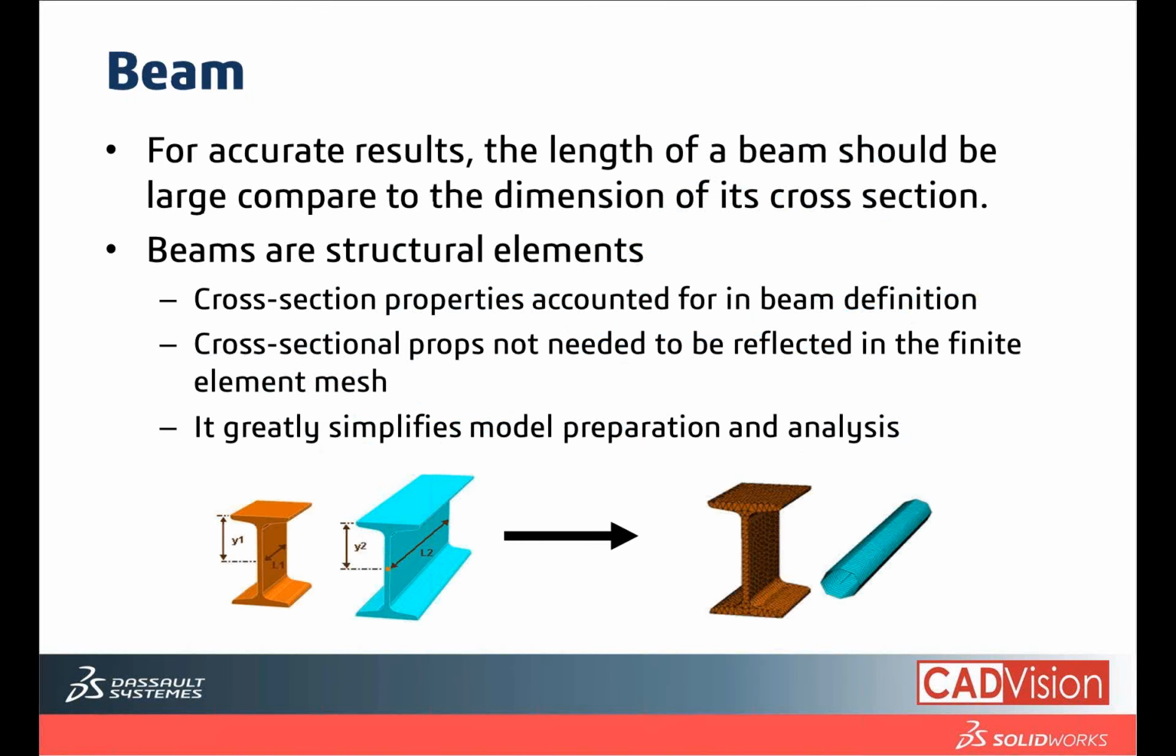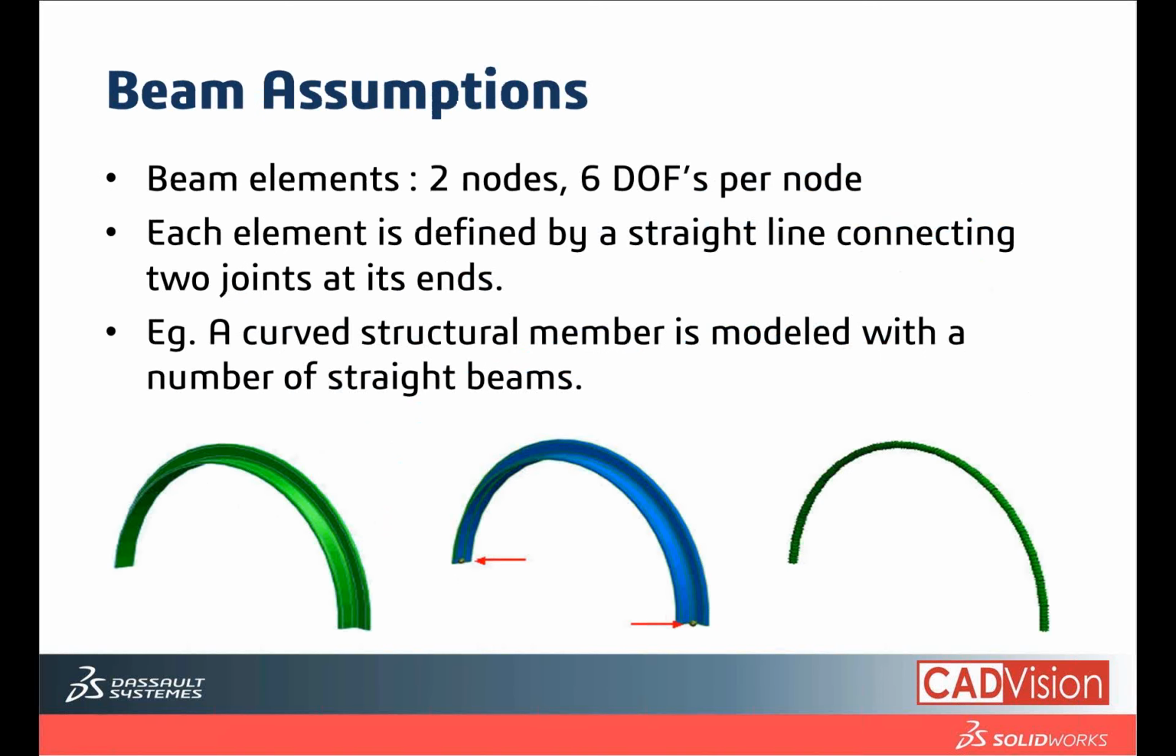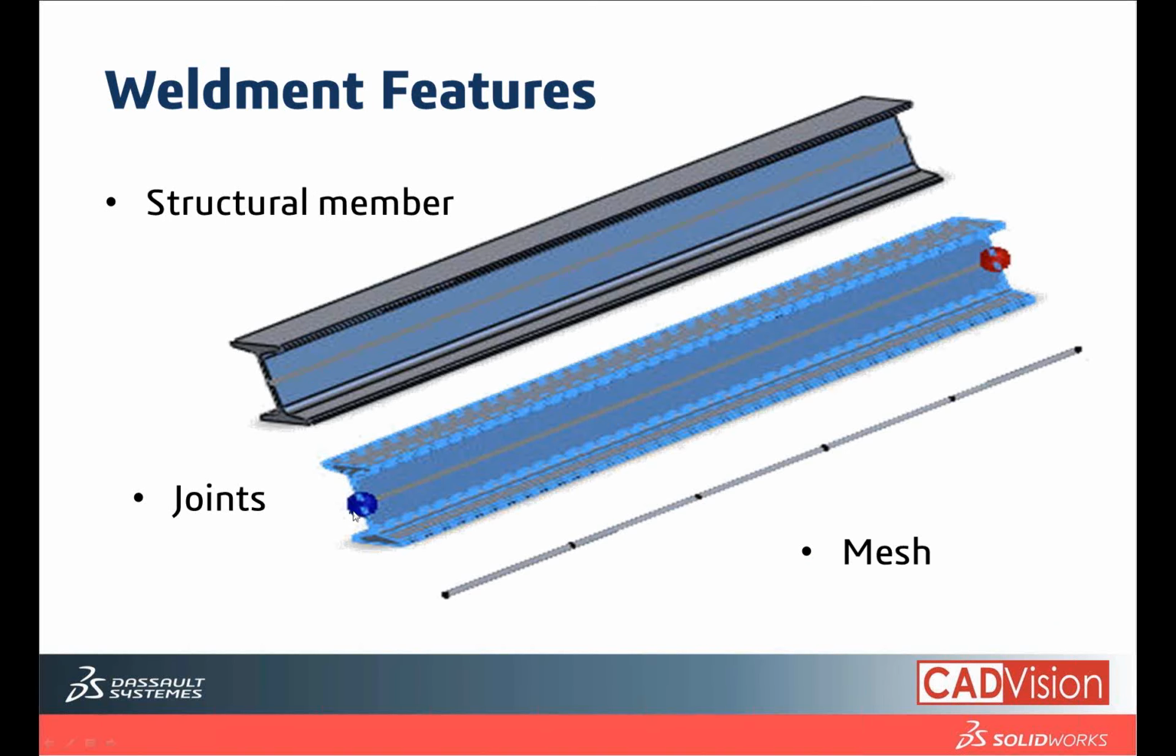So in beam analysis, there are some assumptions that we need to know. It's general knowledge, general information about beams in our case. The beam elements have 2 nodes and 6 degrees of freedom per node. Each element is defined by a straight line connecting 2 joints at its ends. Just as in the previous case, it is considered as a beam element with 2 joints at the ends of the structural members or the mesh.